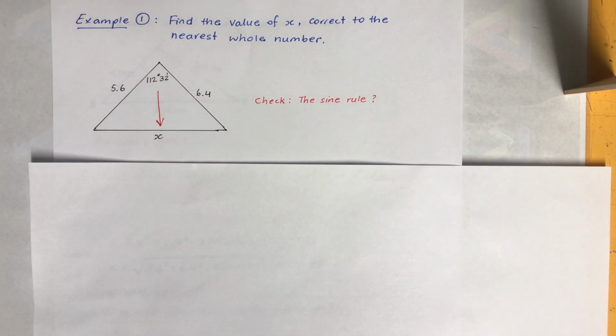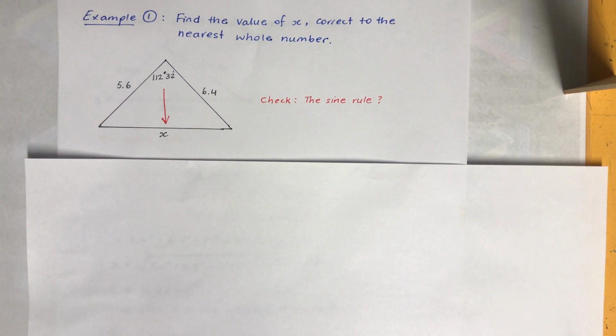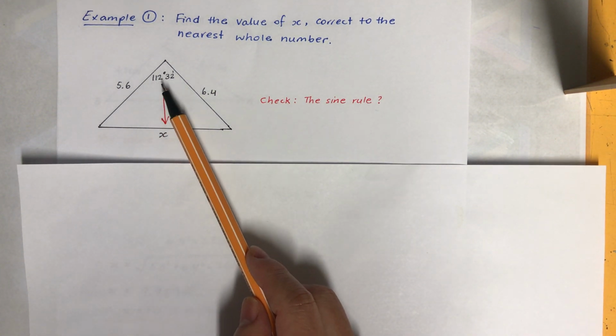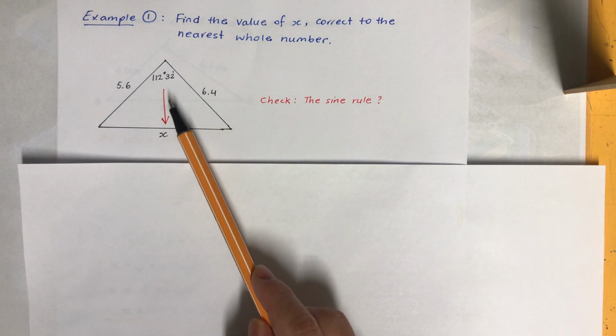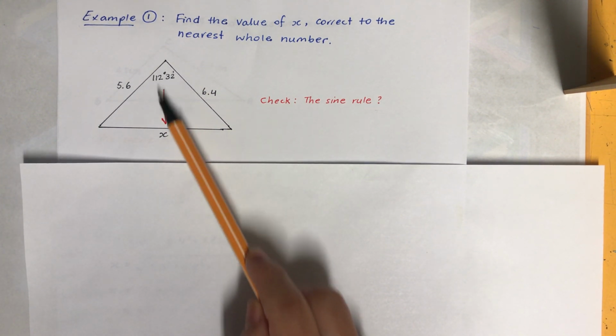Find the value of X correct to the nearest whole number. Okay, now you need to check whether we can use the sine rule. I know we've been learning the cosine rule, so you know it's going to be the cosine rule, but in the exam they're not going to tell you which rule to use. So you need to learn to examine before you jump into the working out part. Remember with the sine rule, you have to match up the angle and the side. So that's not a problem, we can match up.